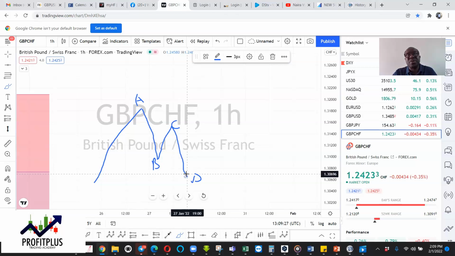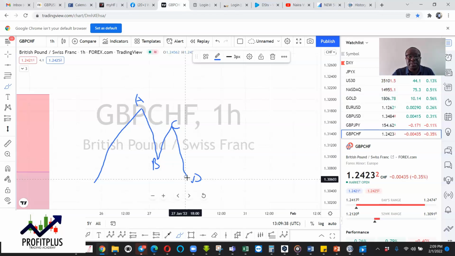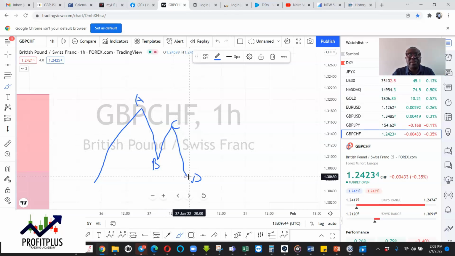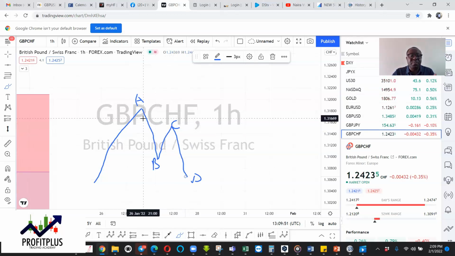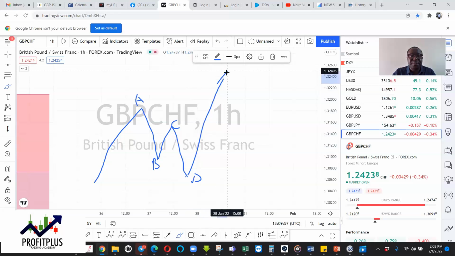Now, why it's called the ABCD pattern is because of the requirement. At least these are the conditions. The distance from A to B should be the same as the distance from C to D. But in Gartley, that's not a condition. From here to here should be the same. AB must be equal to CD. That's the main condition.